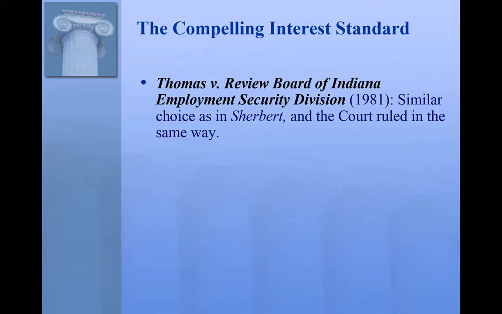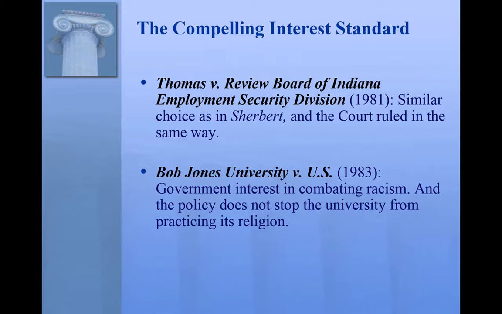Thomas versus Review Board of Indiana. Person was required to make a similar choice as in Sherbert. Court rules in favor of the religious practice, the free exercise. Bob Jones University. Well, the court applies this standard and determines that government has a compelling interest, and that interest is in combating racism. Bob Jones University was receiving federal funds, but then also had a number of policies that banned interracial dating, and also had a very strict admissions policy that seemed to burden certain races more than others.